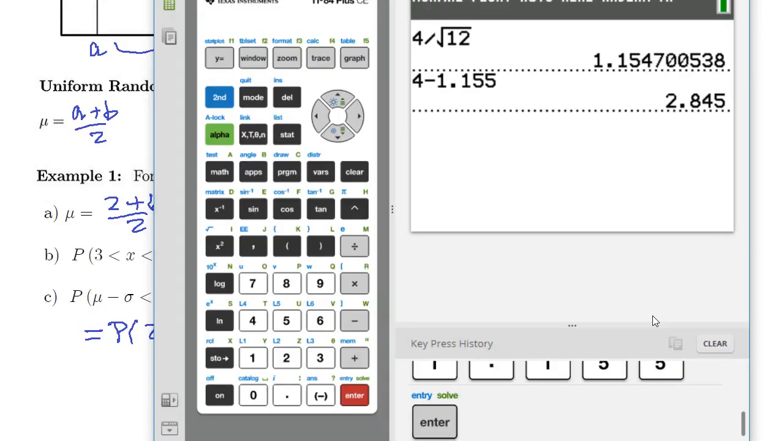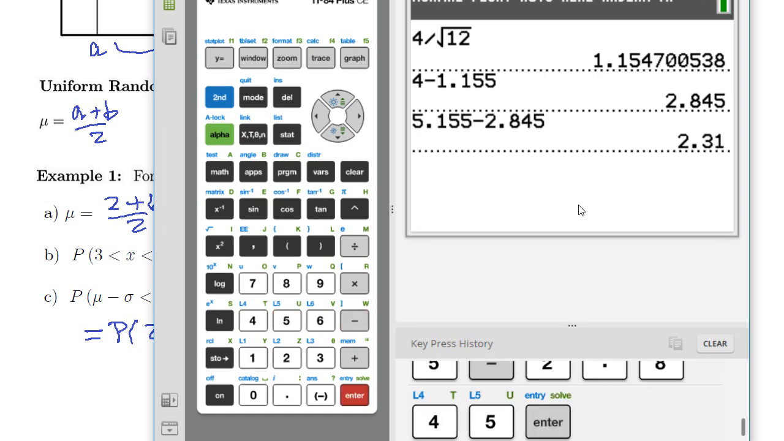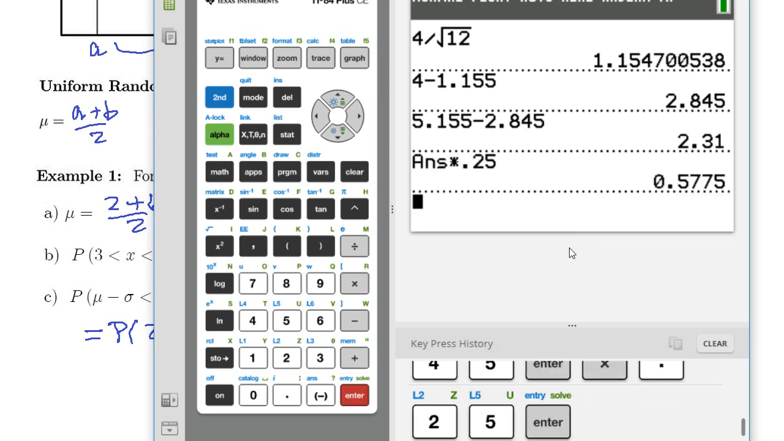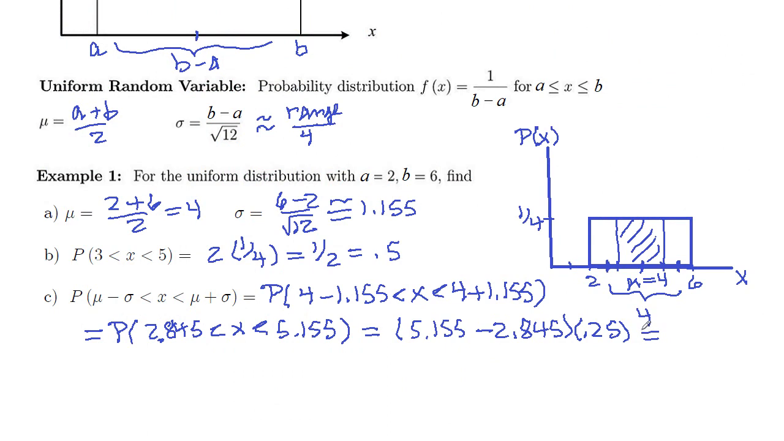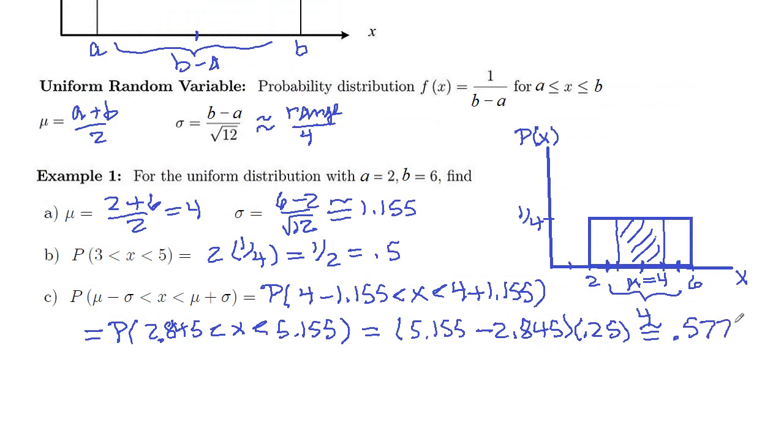Go ahead and compute that. So 5.155 minus 2.845, 2.31 times 0.25, 0.577, so approximately 0.58. Oh, we can go ahead and keep our decimals here. So 0.5775. So probability is area. So again, this is area, and this is area.